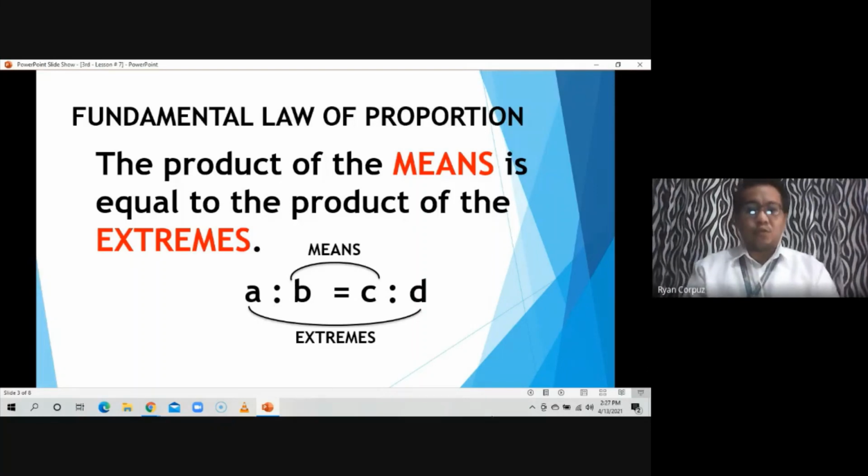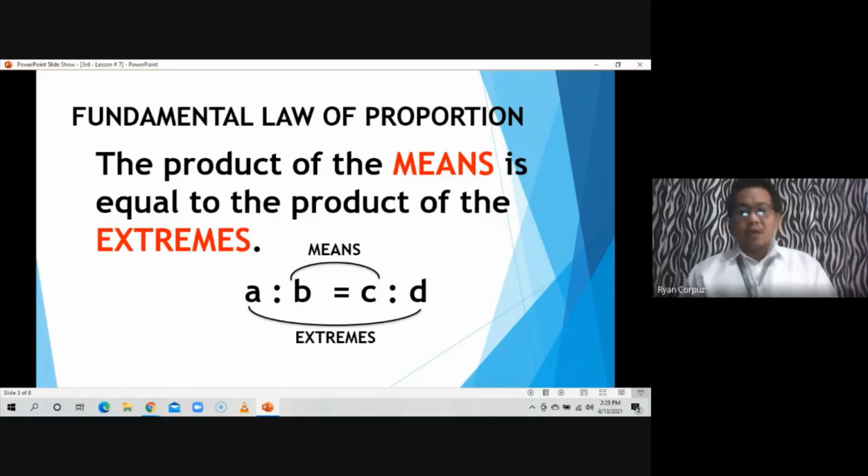So you can make use of the fundamental law of proportion in order for you to find out the value of that variable. Because even if you apply the fundamental law of proportion, at first dapat equal yung dalawang ratio na yon, so even if you apply it, still the two ratios are equal. That is with the use of the fundamental law of proportion.